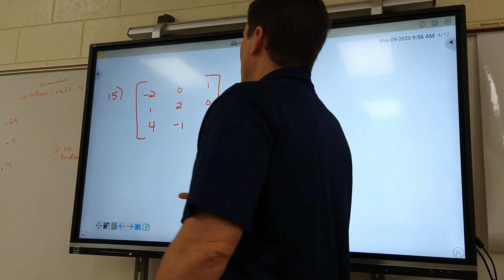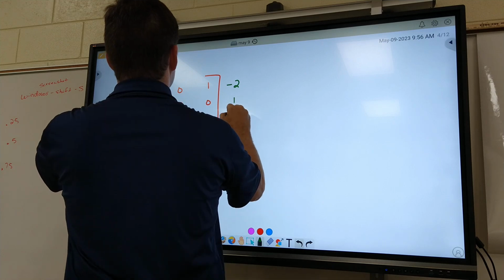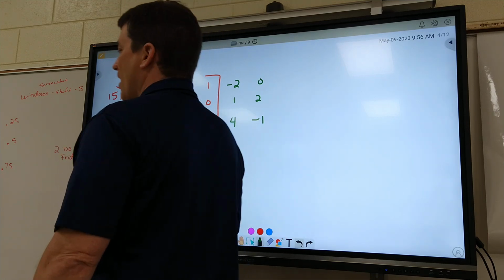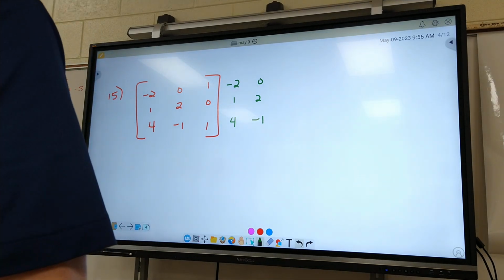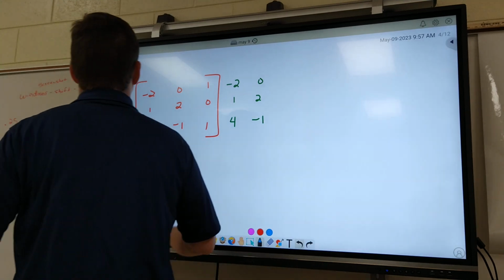It's a square. But I'm going to write the first and second columns. I'm going to rewrite them. Matthew, rewrite them right behind your bracket so we can cross multiply and hit all the numbers. You only have to rewrite the first and second columns, okay? Now we're going to do our cross multiply.